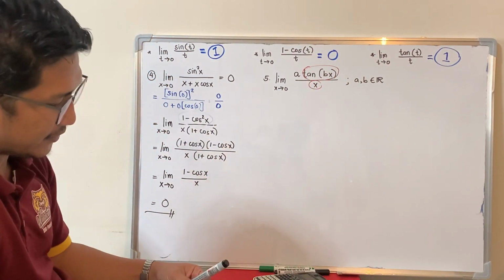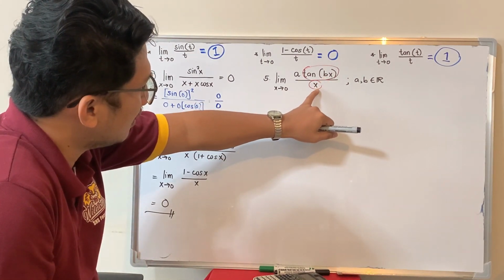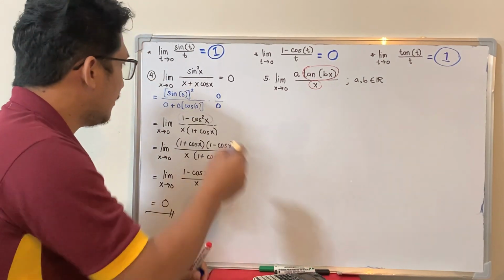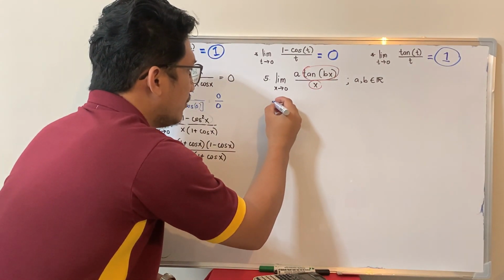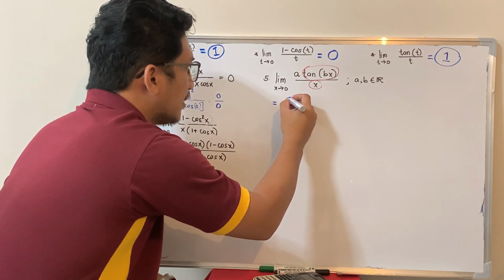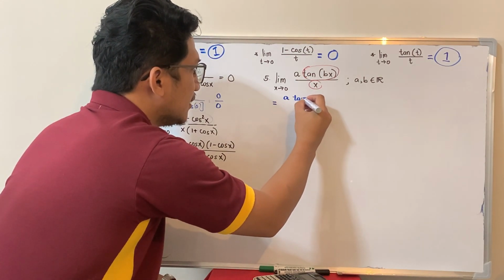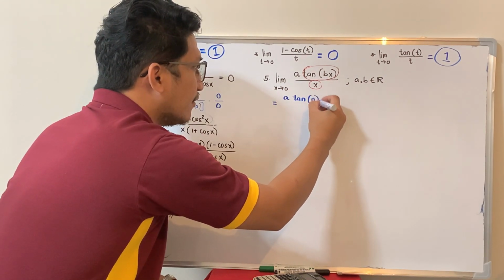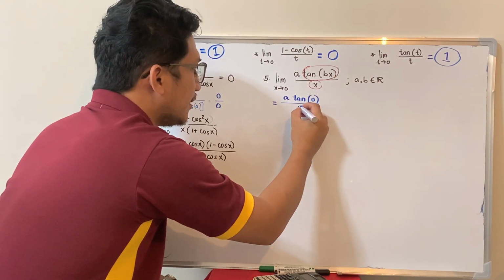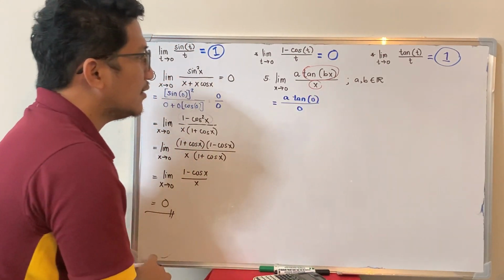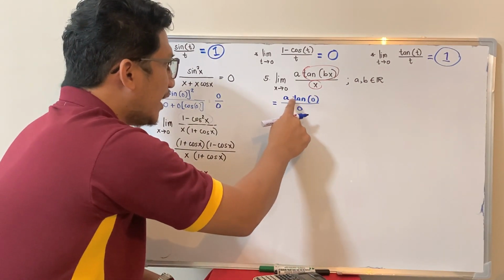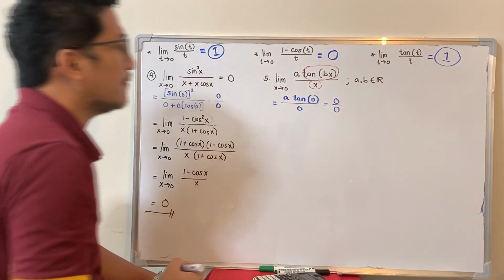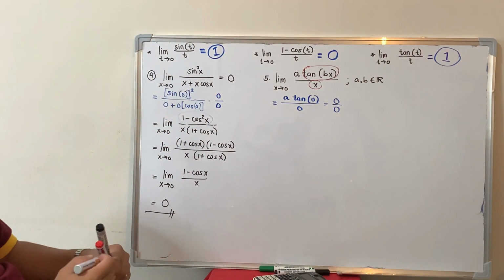The only difference is that the denominator has no b. If we substitute 0, we get tangent b times 0, where b is a constant, which is still 0, all over 0. Tangent 0, as you know, is 0. 0 times a, which is another constant, is 0 all over 0. Okay? So it is still an indeterminate form.